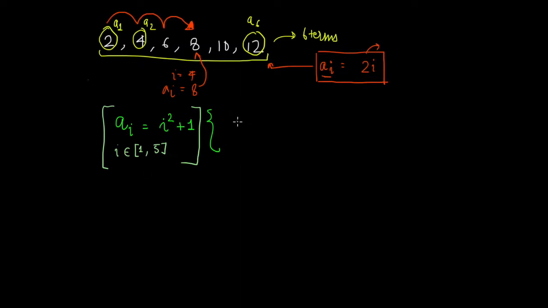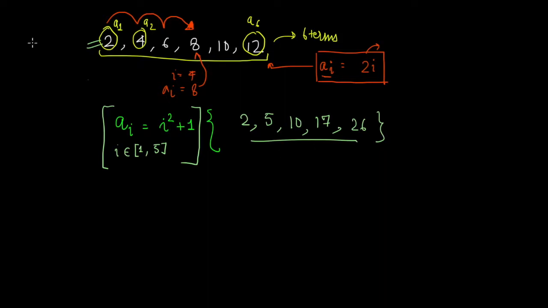If I have to list down all the terms in the sequence, I should start with 1. 1 squared is 1, and 1 squared plus 1 is 2. For 2, we have 2 squared plus 1, which is 4 plus 1, that makes 5. For 3, that makes 3 squared plus 1, which gives you 10. Then 4 squared plus 1 is 17, and 5 squared plus 1 is 26. Notice that this is a different sequence from the one we considered before. In fact, the difference between all the terms is not constant, but it is still a sequence.